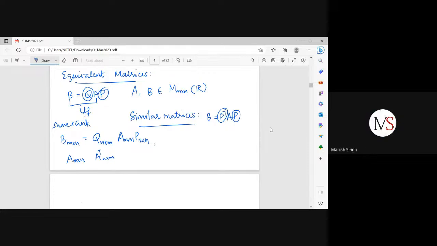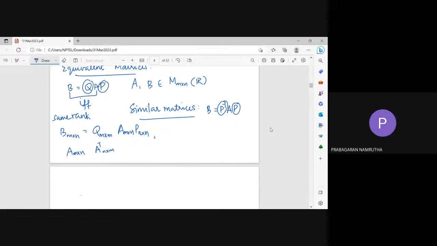In the case of square matrices, ma'am, it can be possible, right? Yeah. They will in fact be similar, no? Right. We'll get identity. Okay. Thank you.